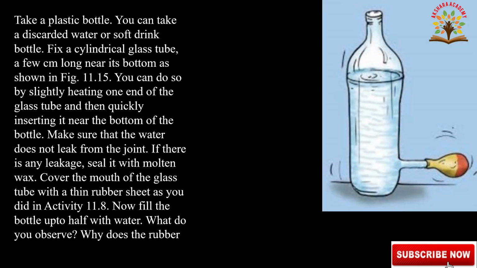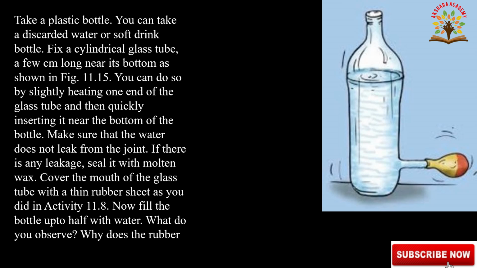Cover the mouth of the glass tube with a thin rubber sheet, as you did in the previous activity we already discussed. So now fill the bottle up to half with water. What do you observe? Go to the next. See here, this is the plastic bottle. Now we are taking either a soft drink bottle or a discarded tube. Here this is the cylindrical glass tube.